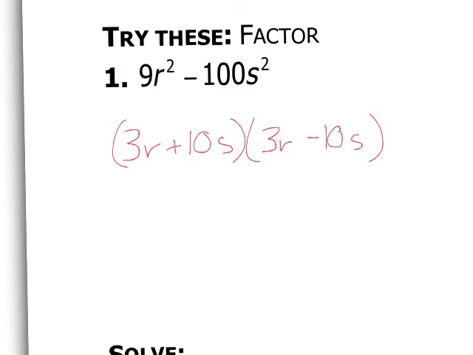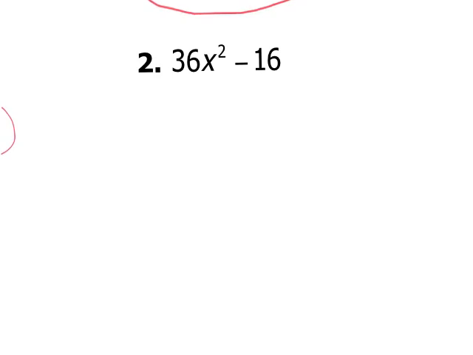Would your middle term disappear here? Always check that. 3r times negative 10s would be negative 30 and positive 30. So my RS's would cancel out in the middle and I'm good. Okay? All right, let's check 2.